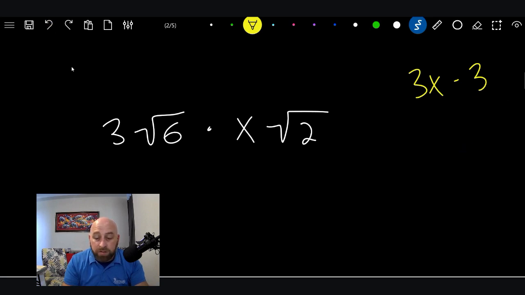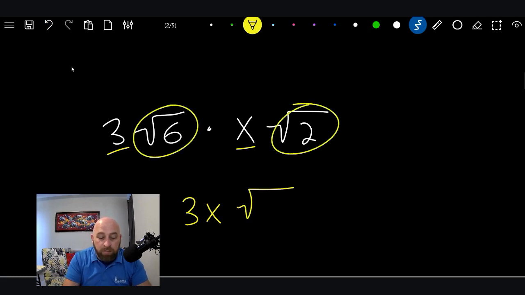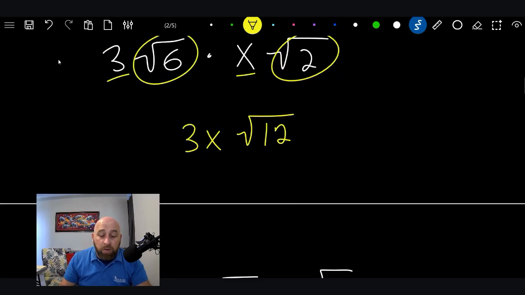Same principles are going to apply here with the square roots. So what we want to do is we want to say 3 times x, and that's going to give us 3x. That stays outside because it doesn't have a square root sign. Now we're going to multiply the square roots right here, and we're going to get 6 times 2 is going to be 12. Now we're not done yet.